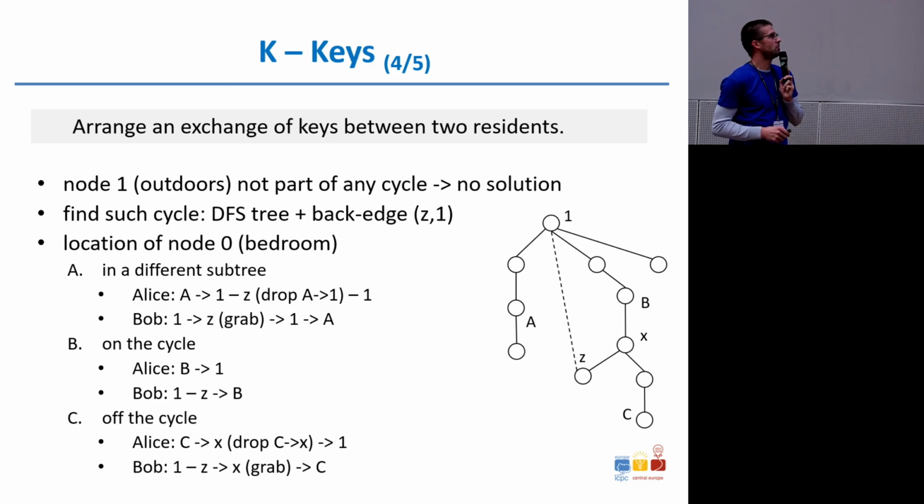Now the last one, what happens if this initial node is somewhere off the cycle? Then Alice will go from C, so it will move to the cycle, from X. It can drop the keys for this initial part from X to C at this node, and then take the path to 1. And then Bob can enter through this other edge from 1 to Z, then move from Z along the cycle to this node X, grab whatever was left for him, and get to his destination.